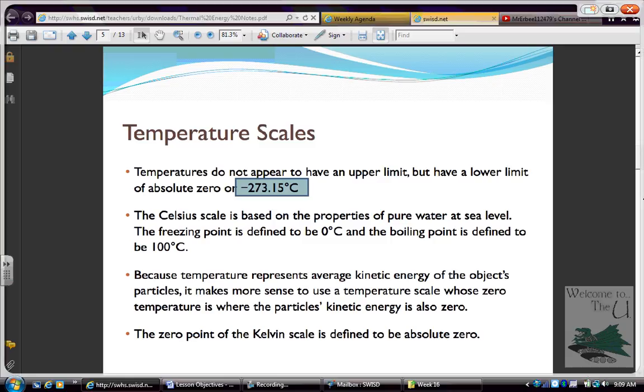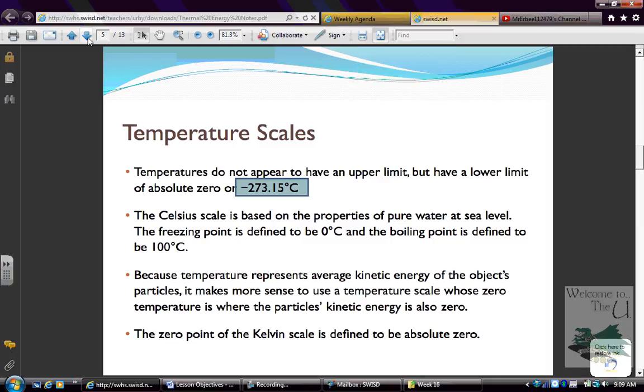And the reason the Kelvin scale is the best scale for science is because 0 degrees Kelvin is equal to absolute zero. So the point at which there is zero kinetic energy in that object due to the particles moving around and that sort of thing.